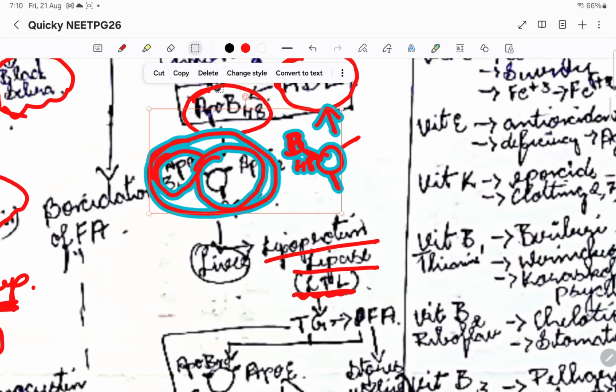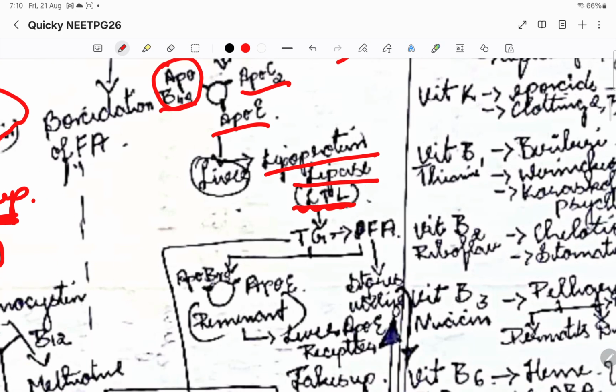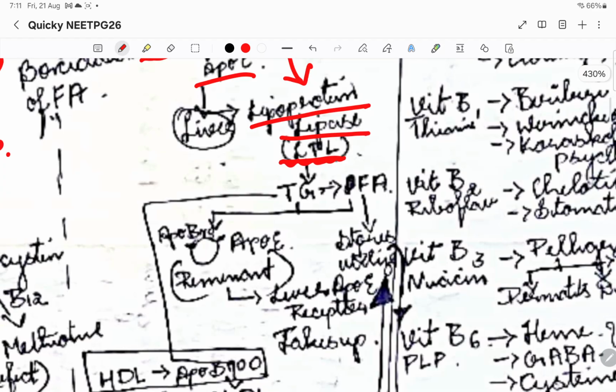There are three types of receptors in the chylomicron. Okay, ApoC2, ApoE, and ApoB48. ApoB48 was given by HDL. What happens is lipoprotein lipase will recognize this ApoC2 and takes it inside the cell. Here, this entire chylomicron will be broken down into triglyceride and fatty acid. Okay, some of them will be triglyceride and some of them will become fatty acid.